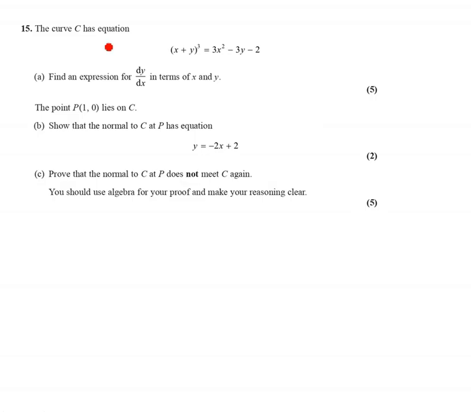Question 15. The curve C has equation (x plus y) cubed equals 3x squared minus 3y minus 2. Find an expression for dy over dx in terms of x and y. Okay, so this is going to be an implicit differentiation, so let's give it a try. So (x plus y) whole cubed equals 3x squared minus 3y minus 2.